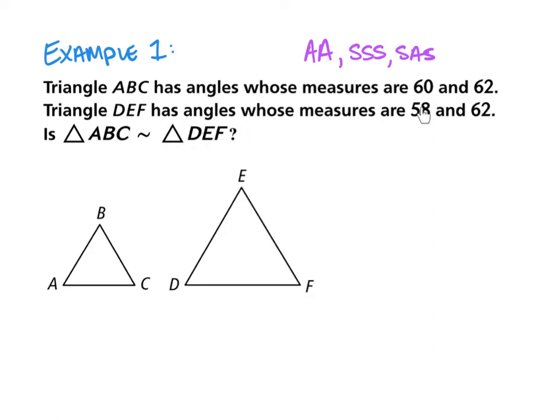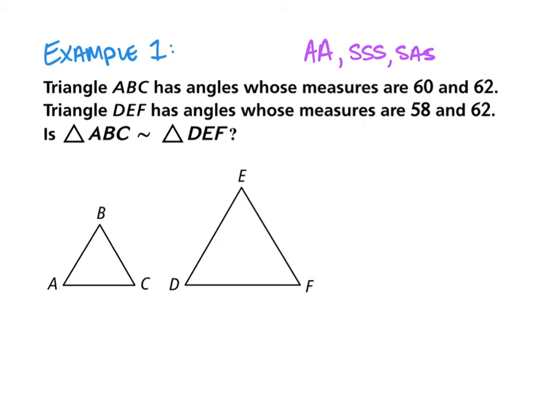Well, at first glance, we look at this and we say, oh no, because they only have one pair of congruent angles, right? Just the two angles that are 62 degrees. They're the only ones that are congruent. So our first instinct might be to say, no, they're not similar because there's only one pair of congruent angles and we need two. But let's take a look if we put those angle measures in these triangles.